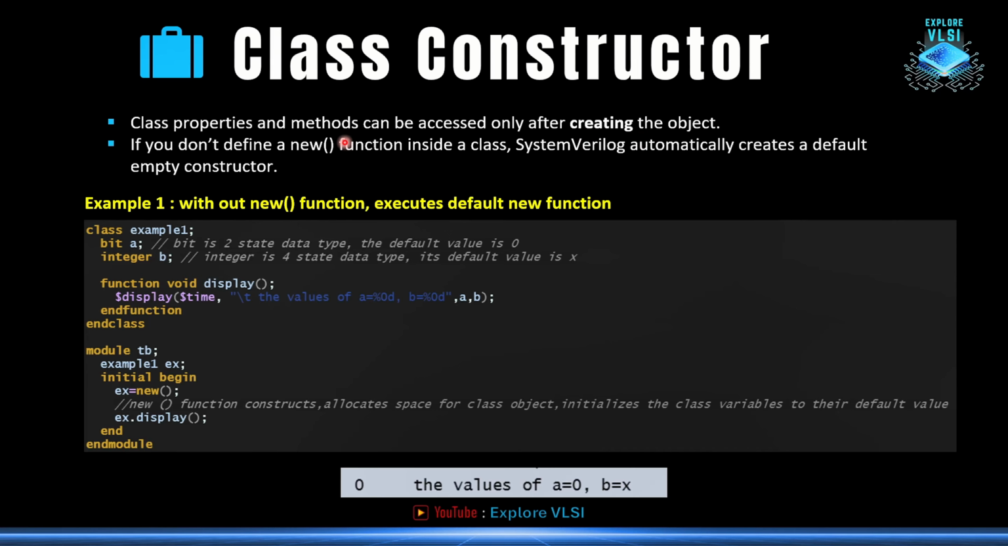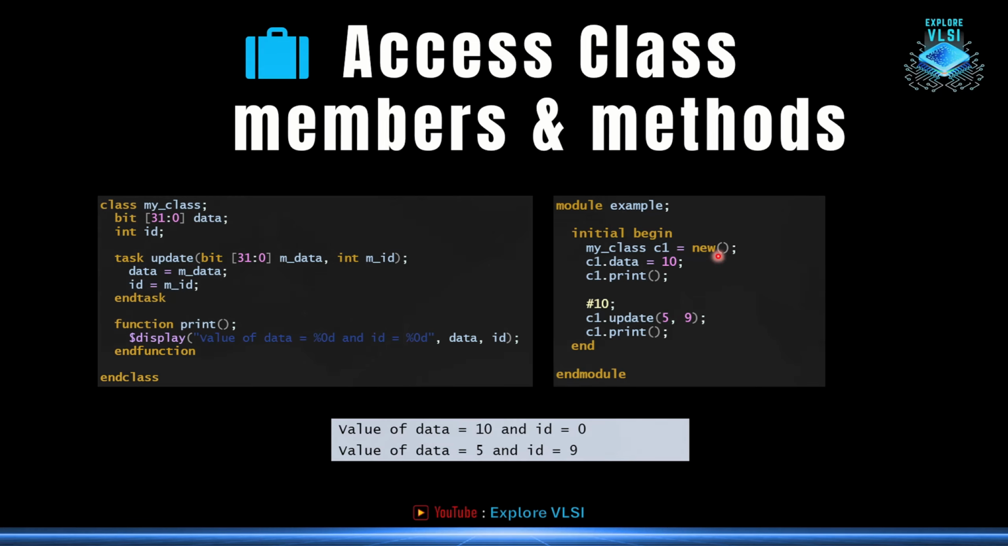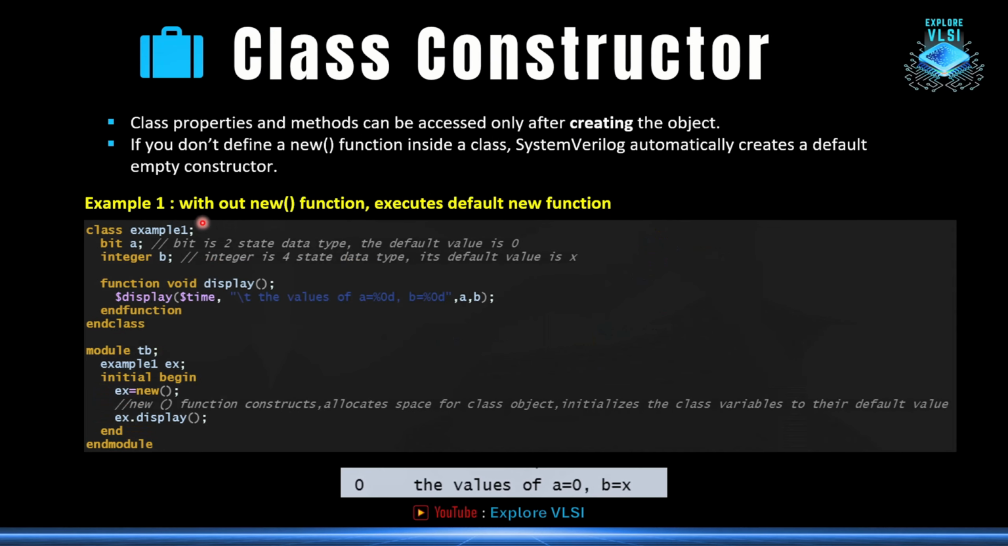If you don't define a new function, let's say we have a call here to new, here we have not defined a new function, and here also we have not defined a new function, but we are just calling the default new function available in SystemVerilog. That is what happens here. If we use new without defining a new function inside a class, it will execute the default new function that is present.